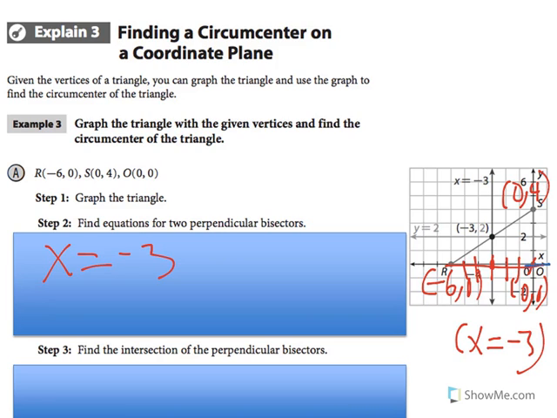So if we start from here 1, 2, and we go down 1, 2, so this is half the distance. So then we have another one, y equal to 2. And then step 3, find the intersection. The intersection is this point here, so it's at -3 and 2. Remember that the point is always x, y.